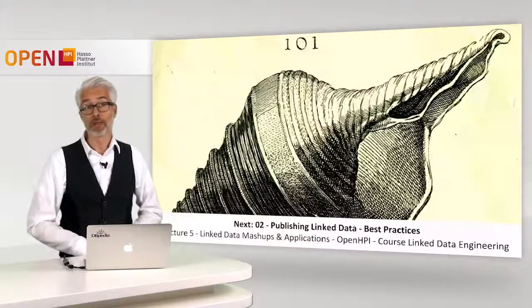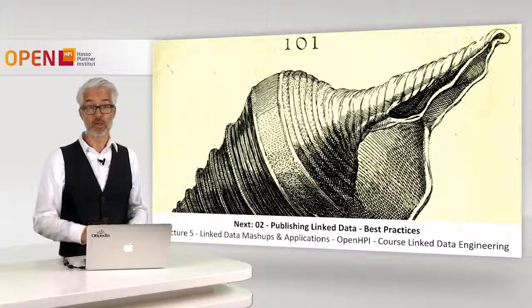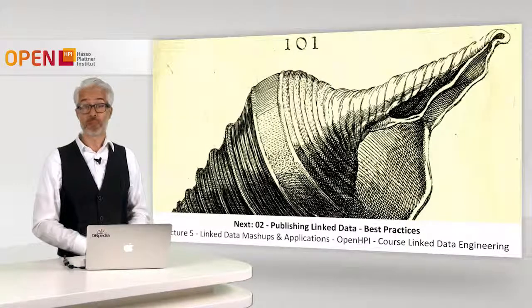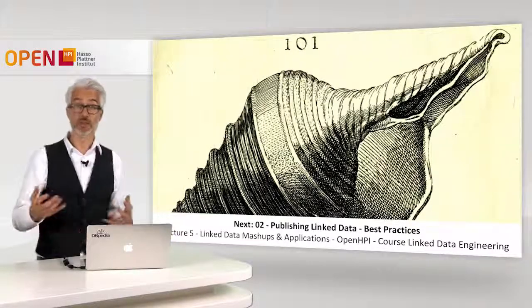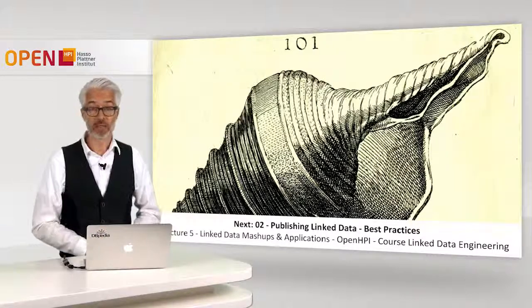So now you have seen several ways how we can, in theory, publish linked data. Next, we want to talk about best practices. So are there any constraints that should be considered? Are there any lessons learned while publishing linked data?